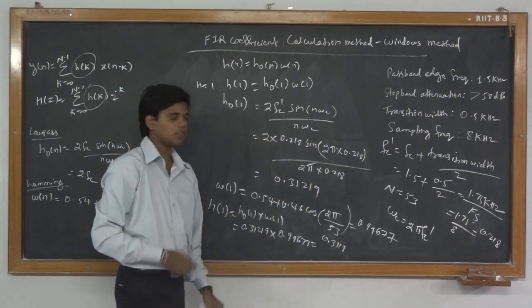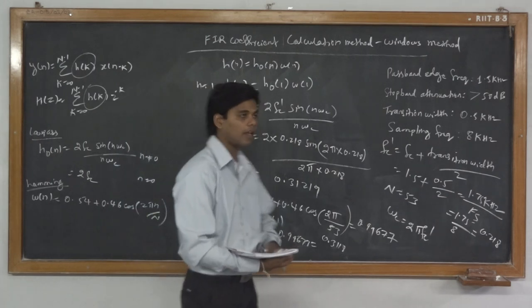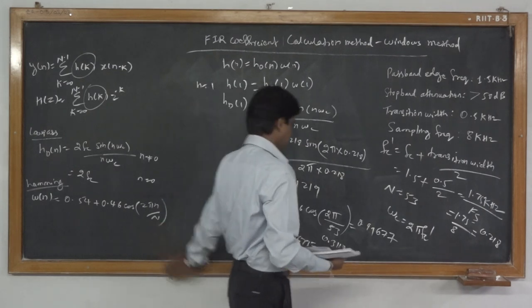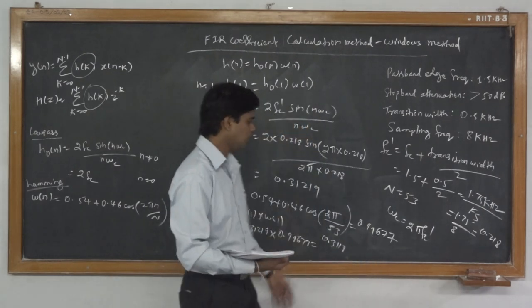In similar fashion, we can calculate the values for the other values of n, that is n equal to 2, 3, 4, 5 till 26. So that part you can complete yourself.